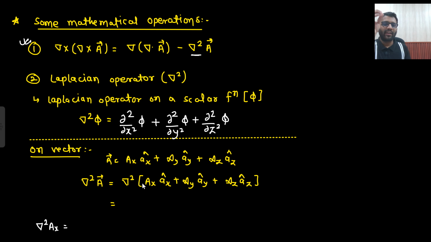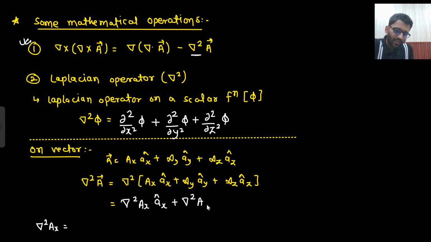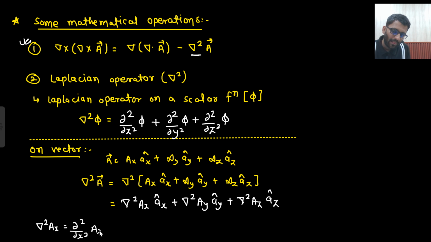Now, if it is performed on a vector quantity, then what are you going to do? This is your vector quantity, ax cap plus ay cap plus az cap. Then del square A, so what are you going to write? What is A? Ax cap plus ay cap plus az cap. So from here you will get del square ax cap plus del square ay cap plus del square az cap. Then separately you will calculate del square ax. What will be your del square ax? Del square by del x square ax plus del square by del y square ax plus del square by del z square ax.